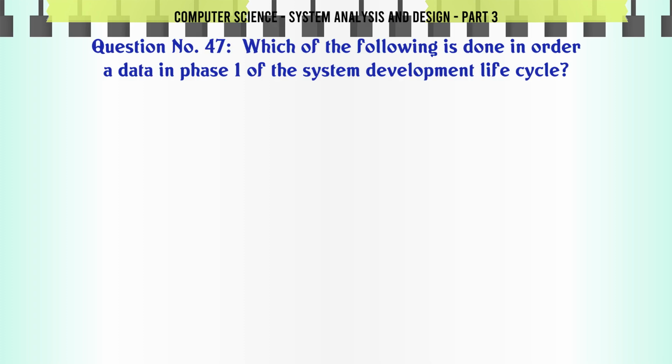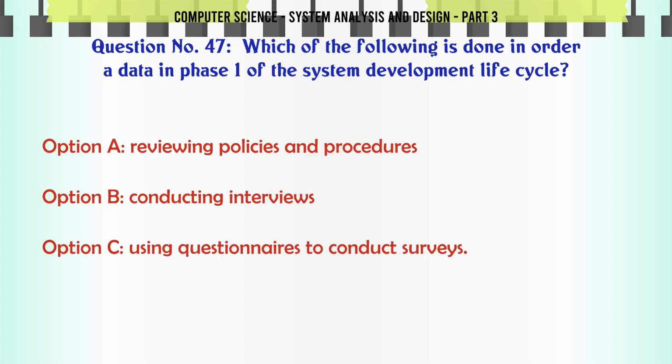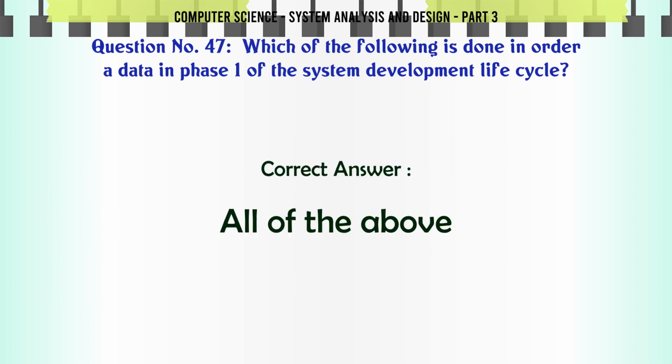Which of the following is done in order to gather data in phase 1 of the system development life cycle? A. Reviewing policies and procedures. B. Conducting interviews. C. Using questionnaires to conduct surveys. D. All of the above. The correct answer is all of the above.